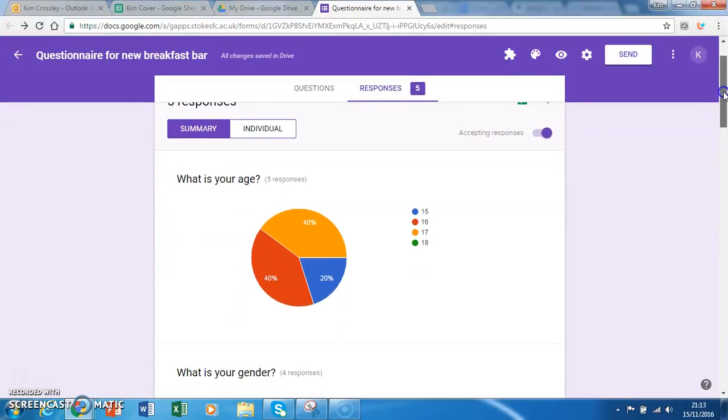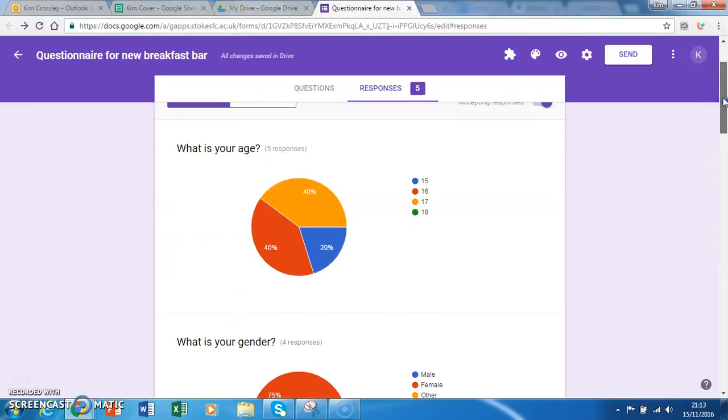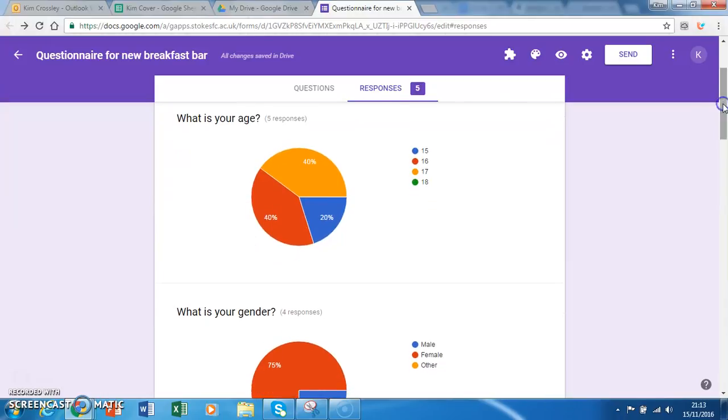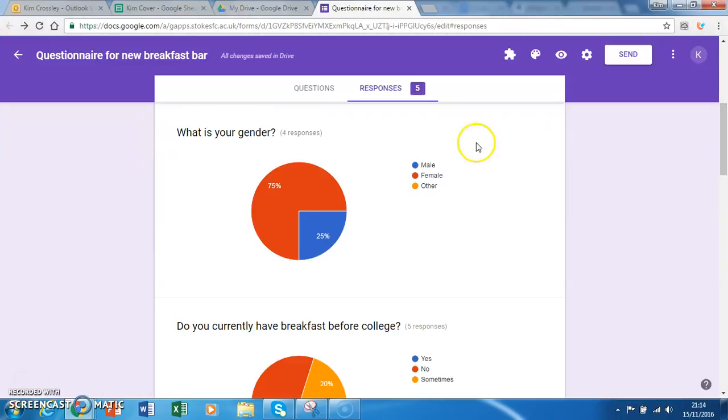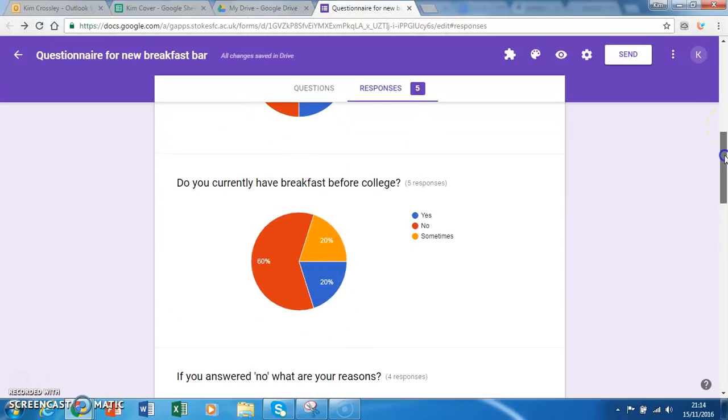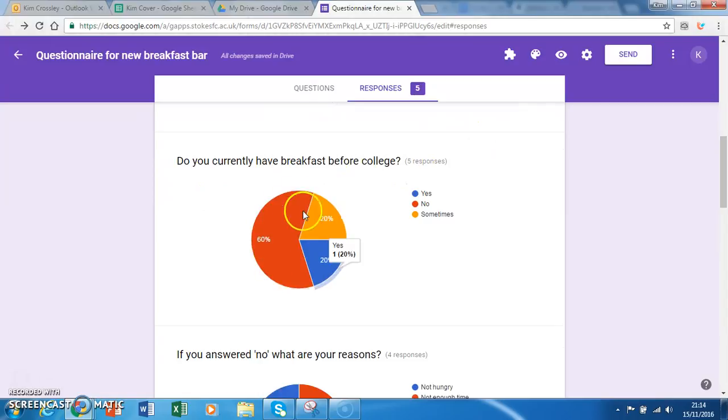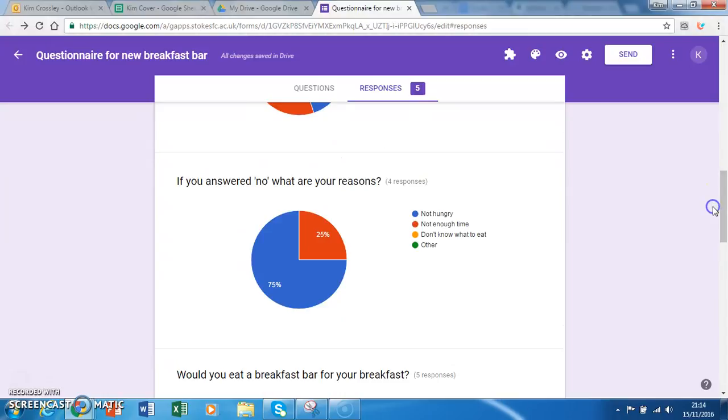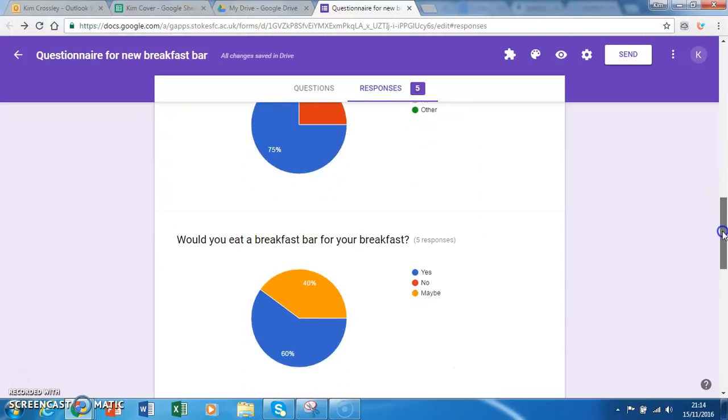You can see here what Google's done is automatically made graphs and pie charts about your results. In this example questionnaire, the majority of people who've answered are 16 and 17. You can also see that the majority are female, and we've got one male who's answered there, 25% of 5 people in total. Now 60% of people don't eat breakfast, and they've given reasons there. What they're saying is they're just not hungry or they've not got enough time.